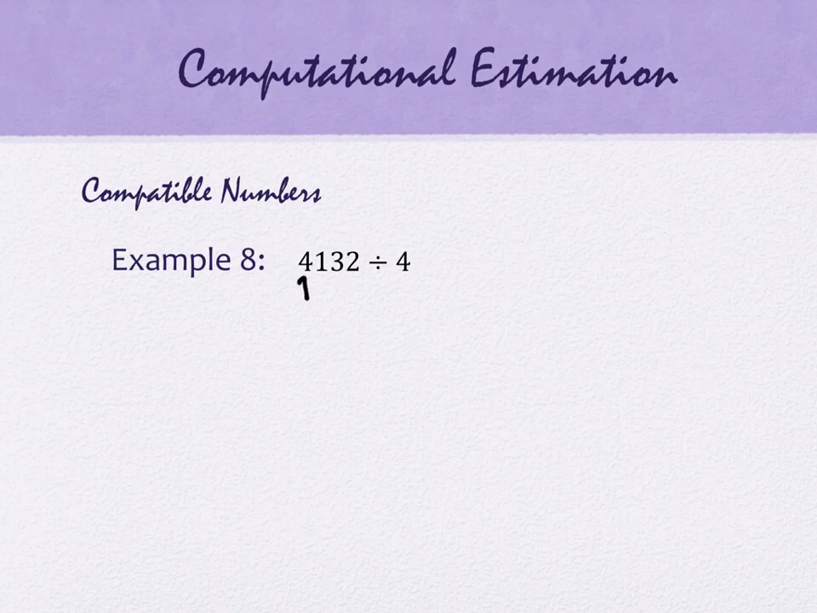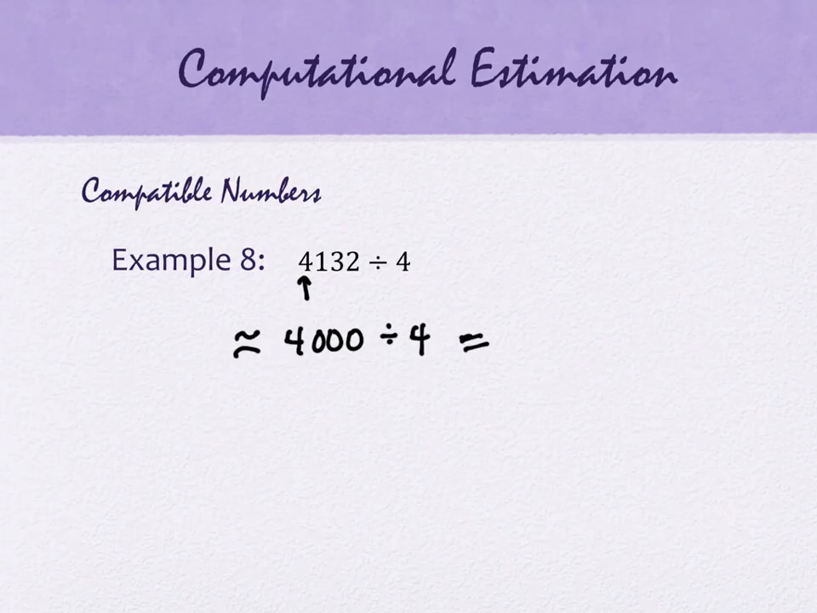4,000, right? This number right here at the beginning is already a 4. So if I change this to something that's close to it, and I use the number 4,000, that's pretty convenient, because 4,000 divides by 4 very nicely. It's going to be 1,000. So this number is approximately 1,000.